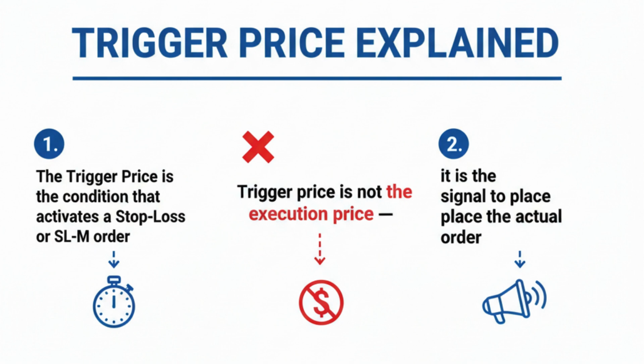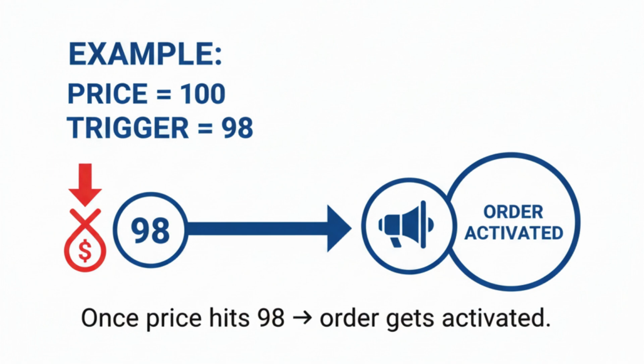Trigger price. The trigger price is the condition that activates a stop loss or SLM order. Trigger price is not the execution price. It is the signal to place the actual order. Example: price equals 100, trigger equals 98. Once price hits 98, order gets activated.